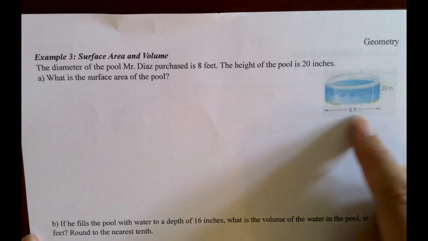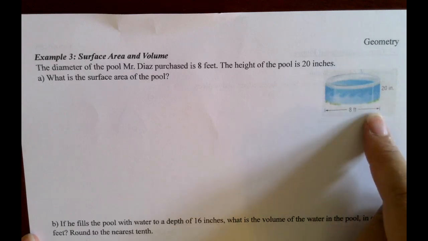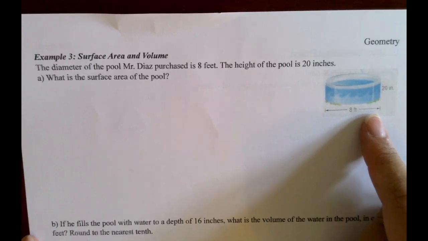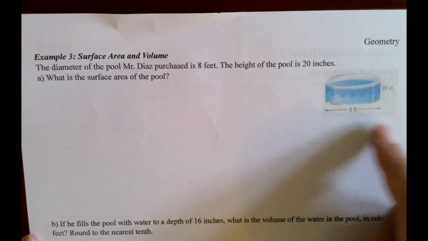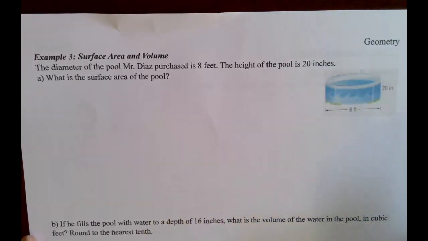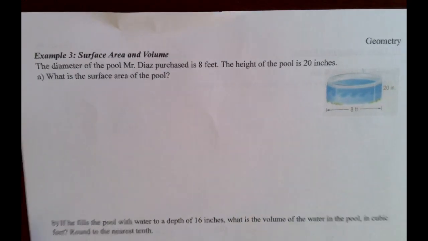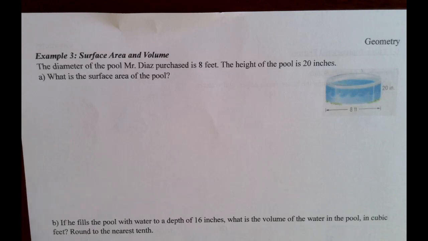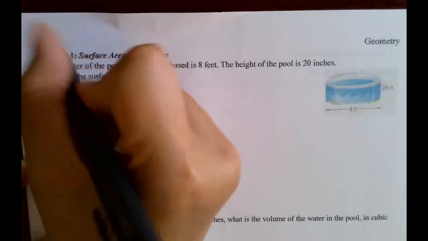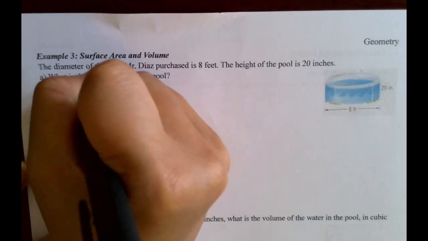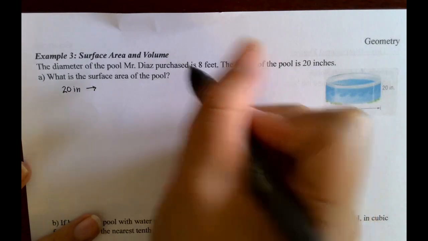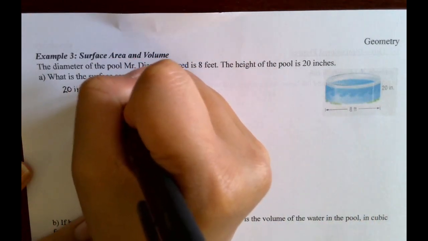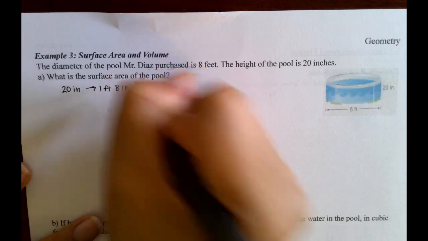Okay, so one thing to recognize is that the measurement units are not the same. It gave us the diameter in feet, but it gave us the height in inches. So what we're going to do first is convert that inches into feet as well. Okay, and so 20 inches is 1 foot and 8 inches.